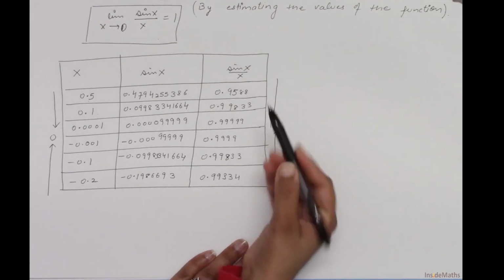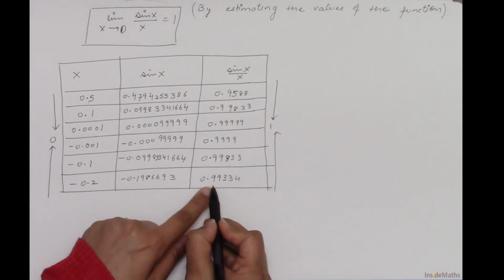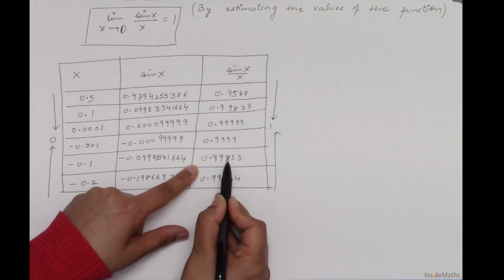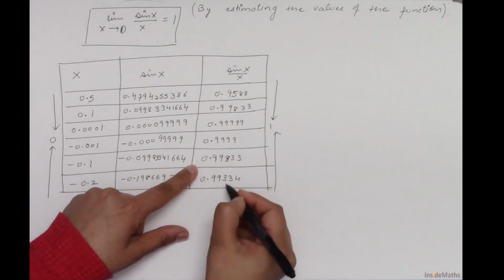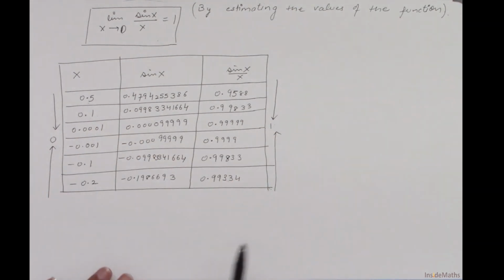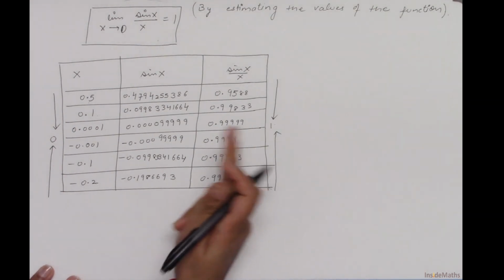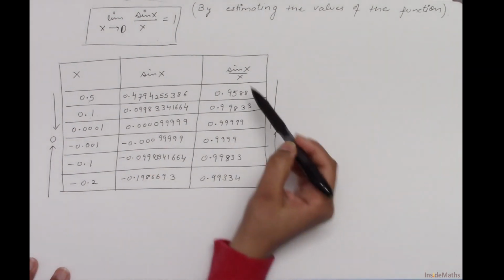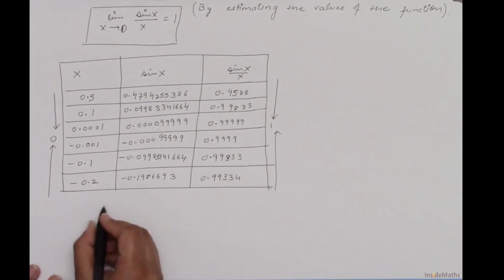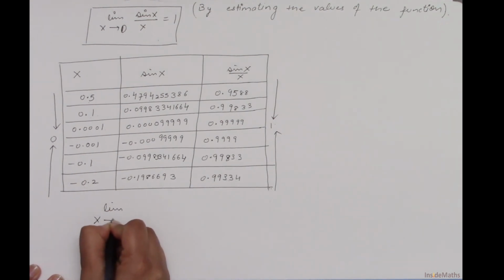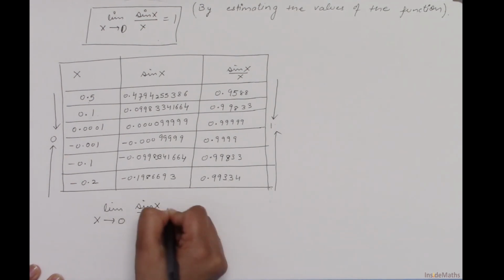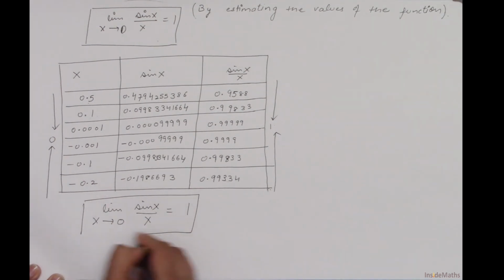The next value is 0.99999. And if we see from the other side, here the value is 0.99334. The next value is 0.99833, which is greater than this value. Then the next value is 0.9999. So by the definition of limits, when the value of the function approaches to a same value from both the sides, that means limit x approaches to 0, sin x over x is equal to 1.